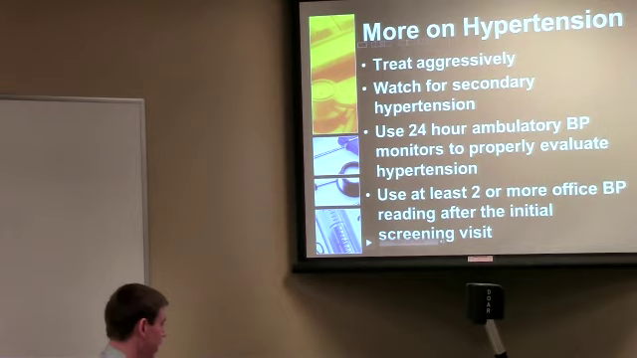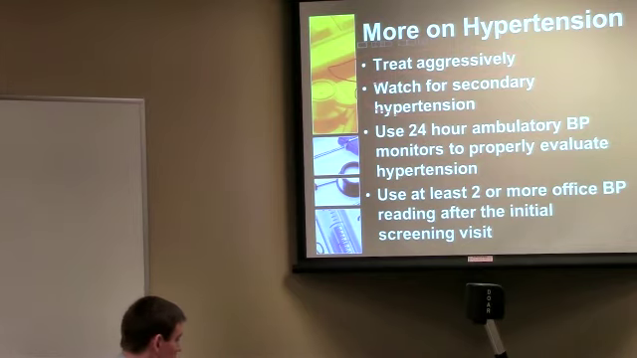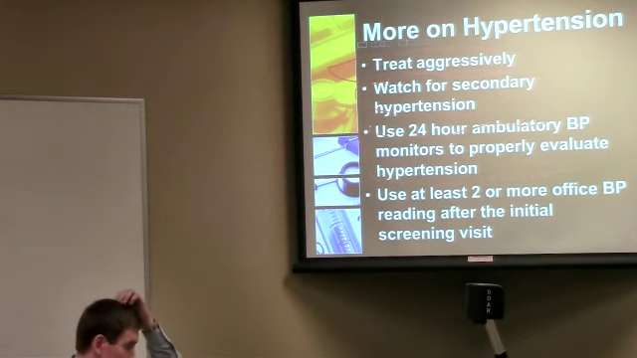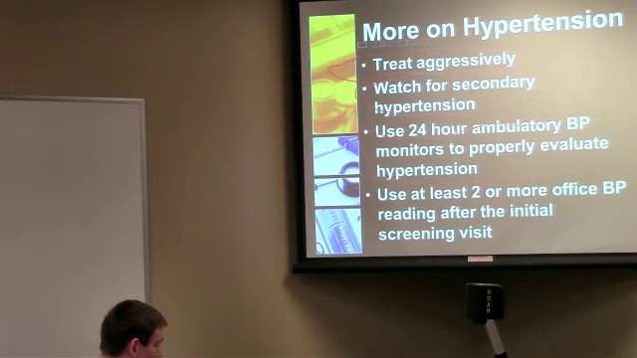Okay, so with hypertension, a couple more things. One, you want to treat aggressively. You want to watch for secondary hypertension. Remember, you may initially diagnose the patient as primary and then secondary. The use of a 24-hour ambulatory monitor. The patient wears the monitor and it will take the blood pressure readings at different intervals. Also, they recommend at least 2 or more office blood pressure readings after the initial screening before diagnosing. So not just one screening and diagnose the patient with hypertension.